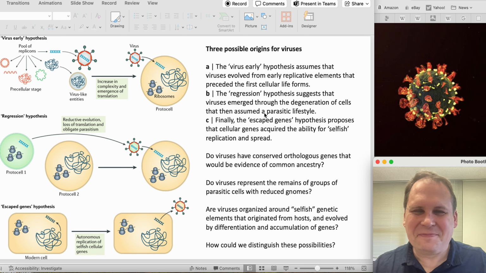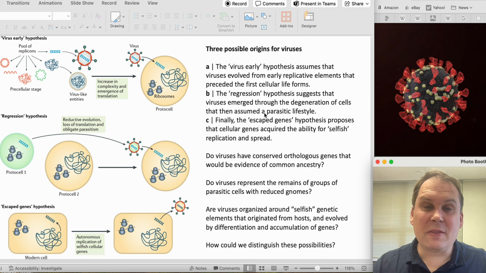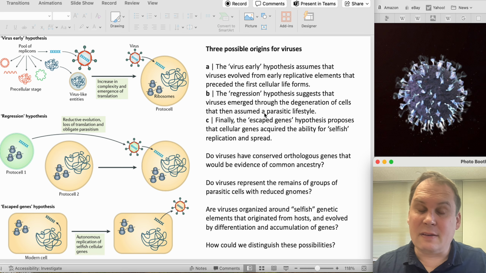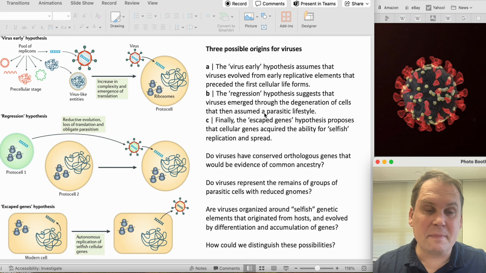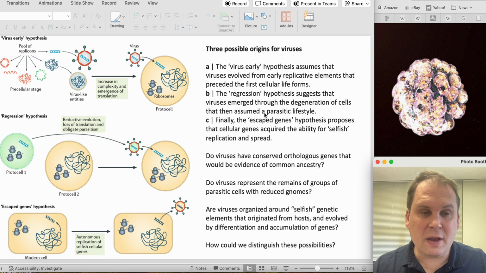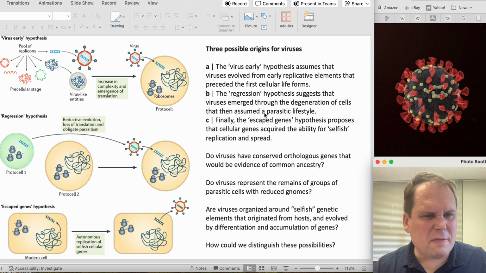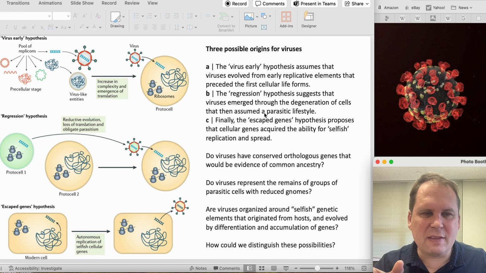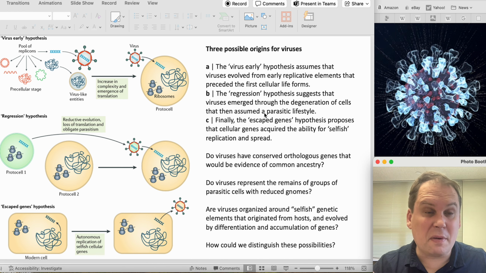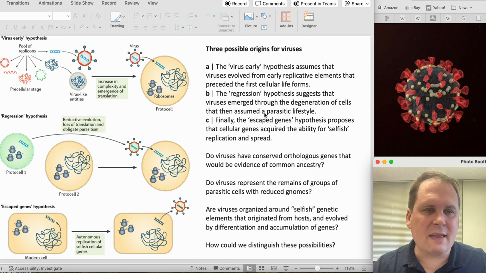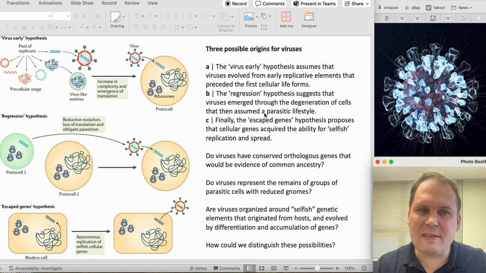Anyway, the third one is that viruses are actually escaped genes. And interestingly, you can find in many different eukaryotic genomes what looks like an ancient, it's kind of like a retrovirus. So it'll have something like a reverse transcriptase that's related to the coronavirus polymerase. And right next to it will be something like a helicase that is related to the coronavirus helicase.